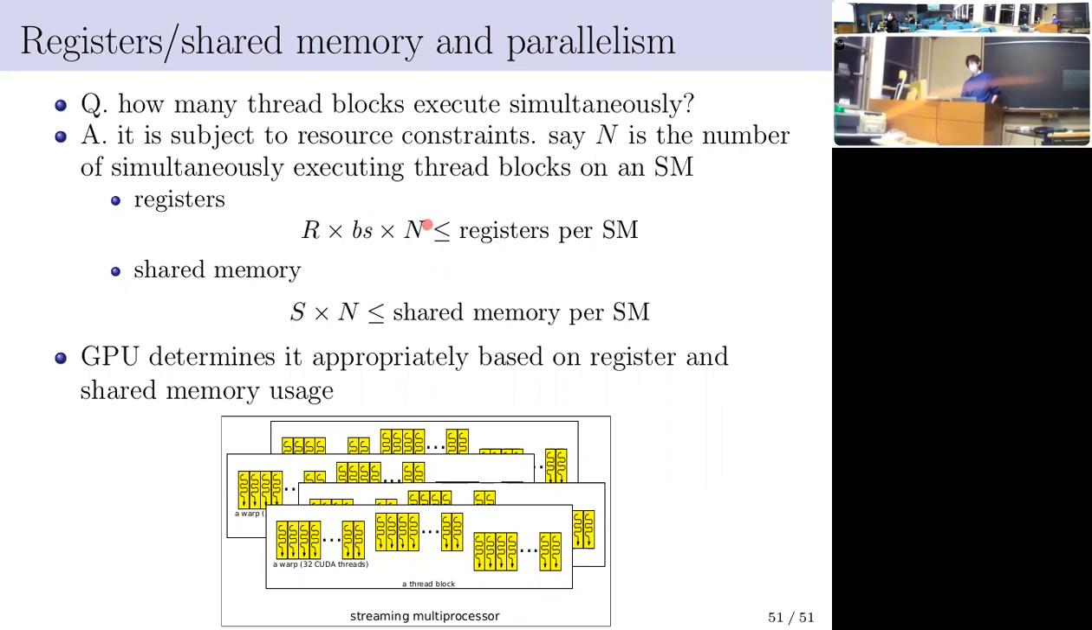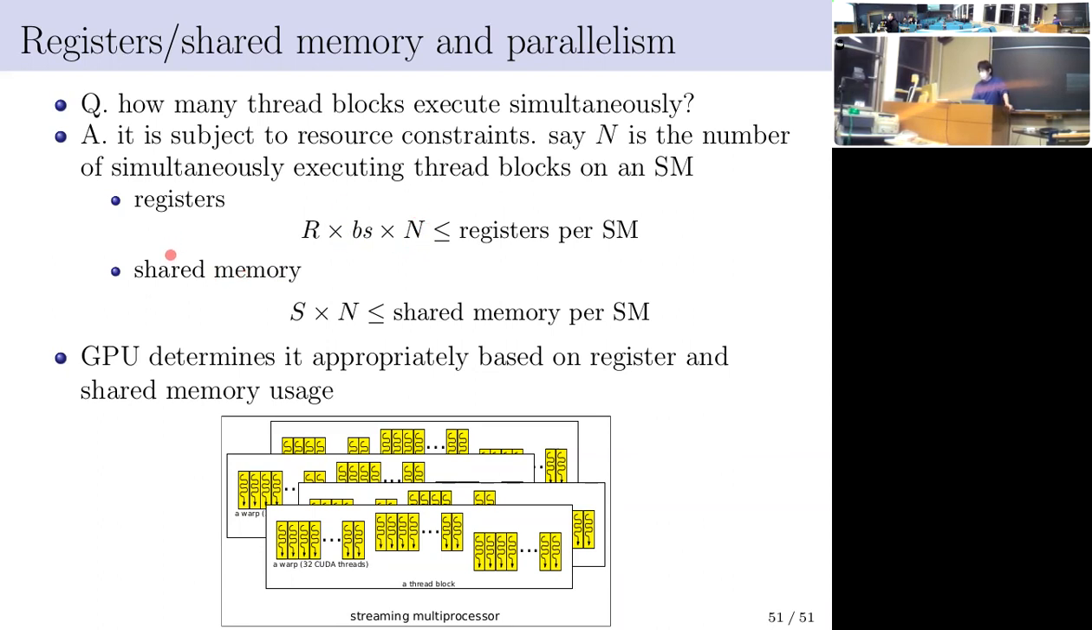This is the constraint imposed by the GPU on the number of simultaneously running thread blocks on each streaming multiprocessor. To get better performance, you want to increase this number, BS multiplied by n, which basically represents how many things are going on in parallel, right? So to choose the block size, you want to optimize BS multiplied by n, given this constraint.